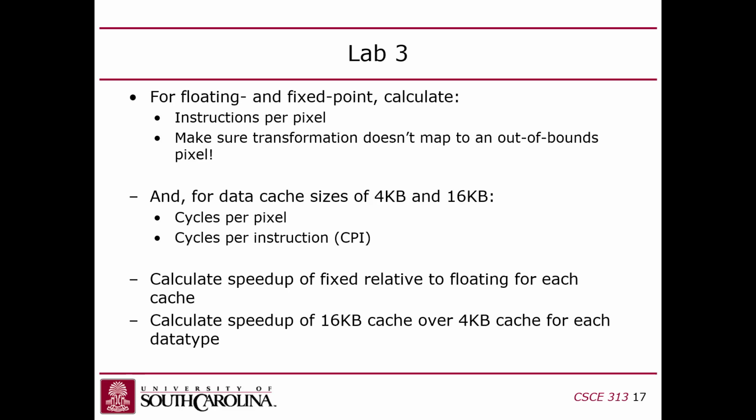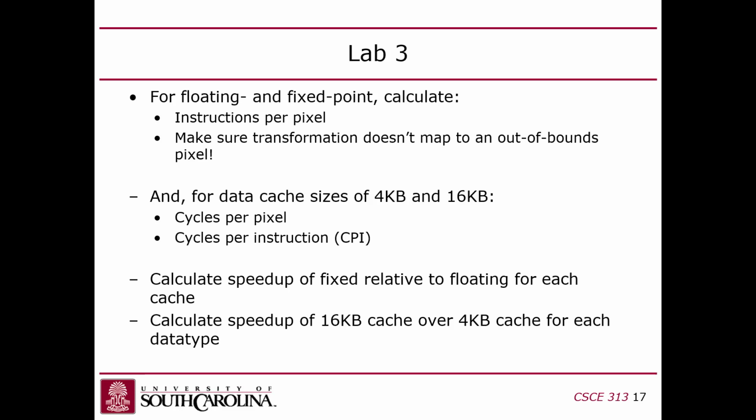Go back to your old code, make the tweaks, measure instructions per pixel and cycles per pixel using the methods I described today, and then change your code to fixed point and do the same thing again. And then repeat that process again for having a 4 kilobyte cache, which is the default, which is what you've got now most likely, data cache. Remember, there's an instruction cache and a data cache, and a 16 kilobyte data cache, right?